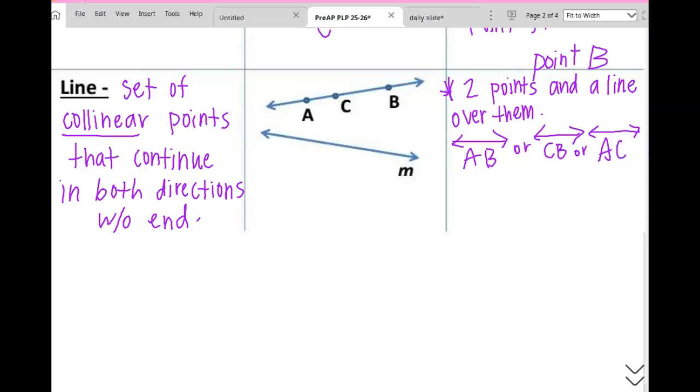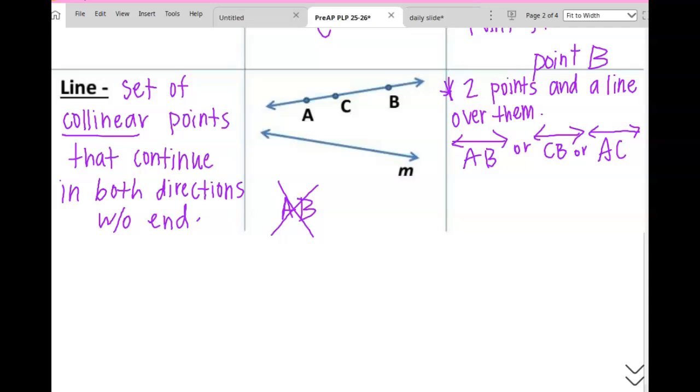The order doesn't matter as long as the point is on the line, okay? And you have to have that line at the top. If you don't have that line, then I don't know what it is. Let me give you examples of what not to do. You can't do this, because that just says AB. Once you add the line, then it says line AB, and I know what you're talking about. So don't do this.